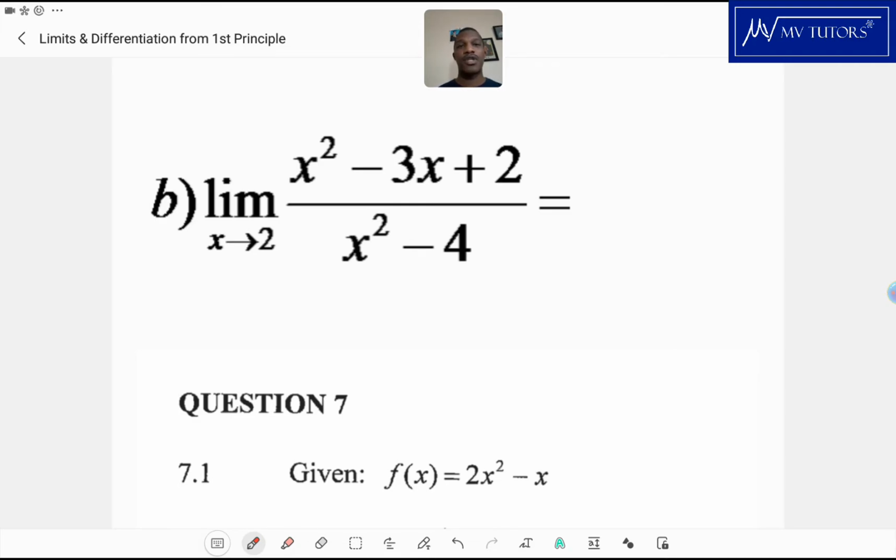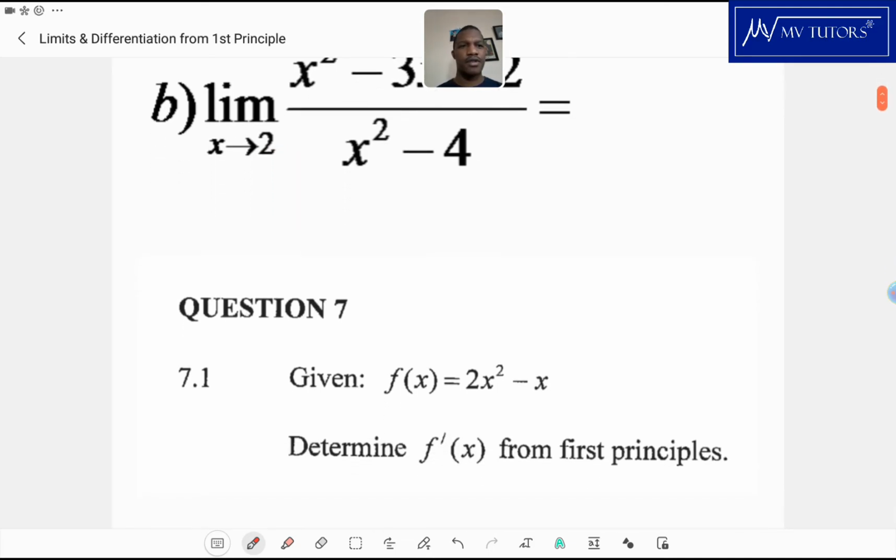Okay, otherwise today we're talking about limits and differentiation from first principle. Now, I like to start my sessions with a vision in mind. So this is our vision here. What we're trying to do is answer these questions. What is the limit as x turns to 2? And then our second question is, given this function, determine the first derivative from first principle.